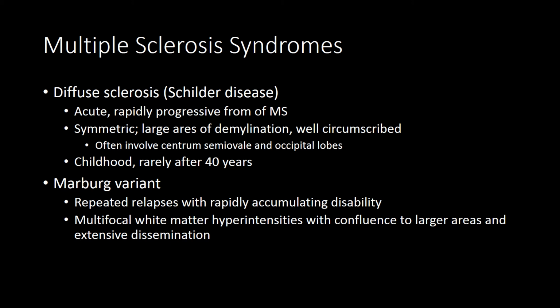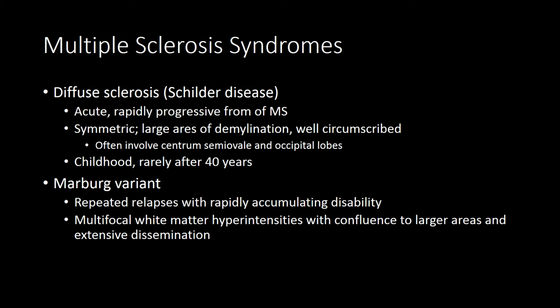Diffuse sclerosis is an acute, rapidly progressive form of multiple sclerosis. It is symmetric, large areas of demyelination that is well circumscribed, often involving centrum semiovale and occipital lobes. It usually occurs in childhood and rarely occurs after the age of 40 years.